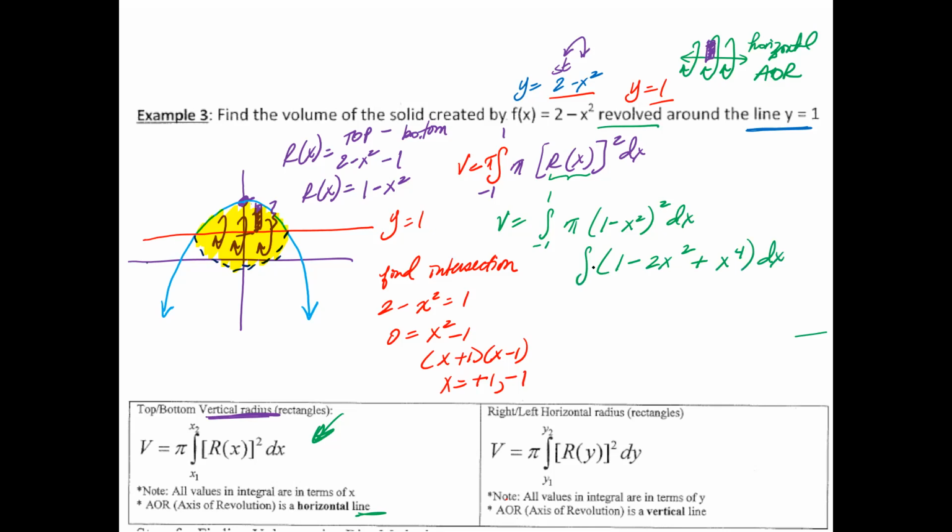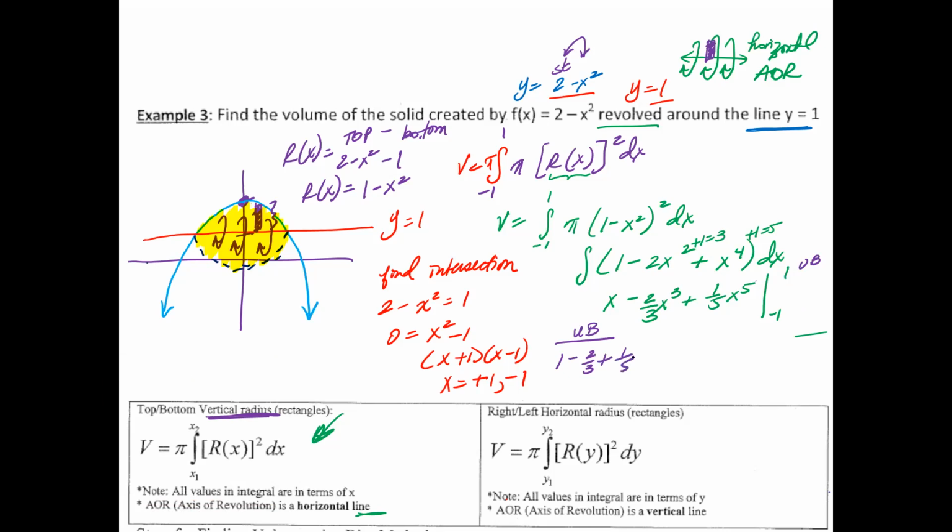When you evaluate this, you should have x minus 2 plus 1 is a 3, 2/3 x cubed plus 4 plus 1 is a 5, 1/5 x to the 5th. Evaluate that from negative 1 to 1. All right, let's go ahead and plug in the upper bound. Your upper bound is going to be a 1, so that's just 1 minus 1 cubed is just 1 minus 2 over 3 plus 1 to the 5th power is just 1 over 5.